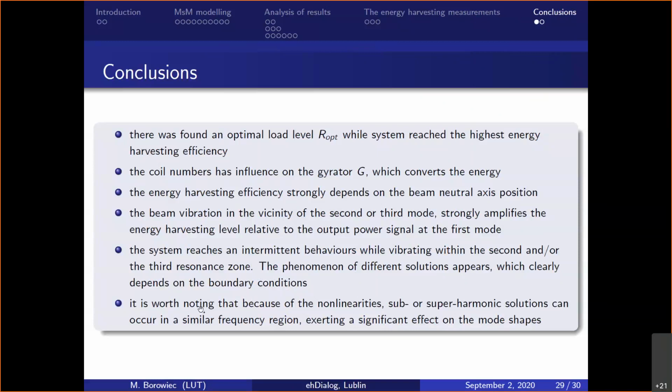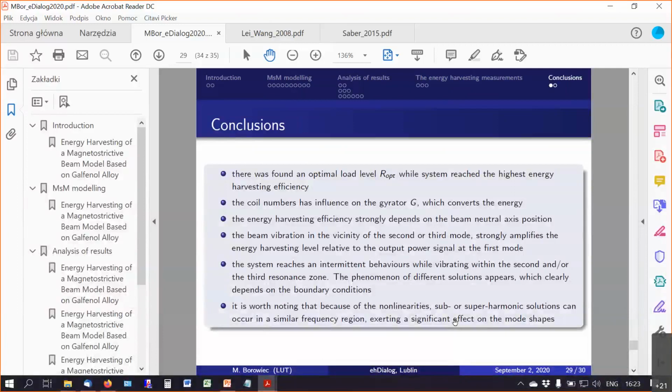It is worth noting that because of the nonlinearities, sub or superharmonic solutions can occur in a similar frequency region, exerting a significant effect on the mode shape. Okay, so this is such a case of that numerical model of the magnetostrictive part.